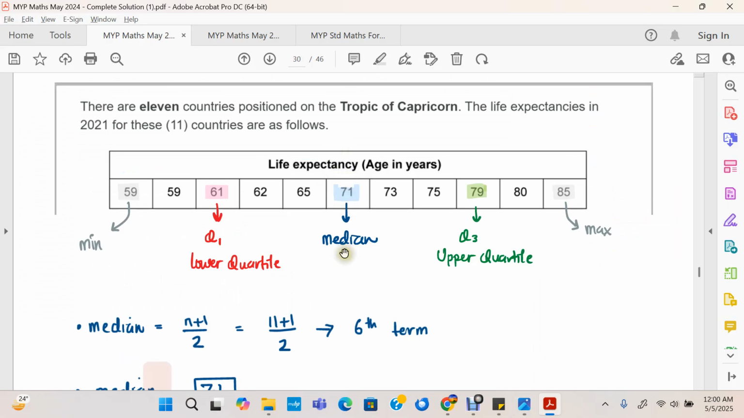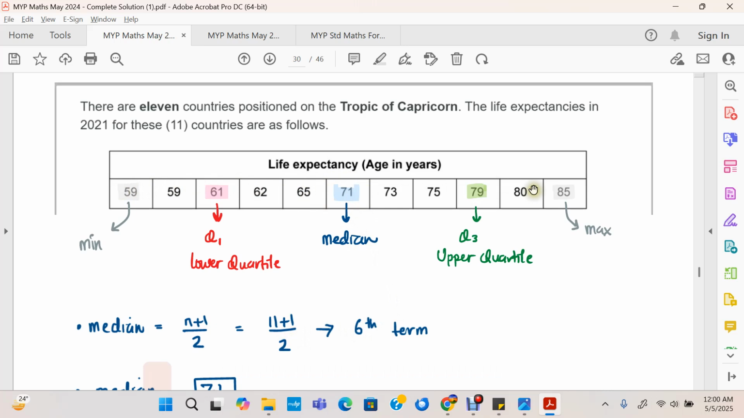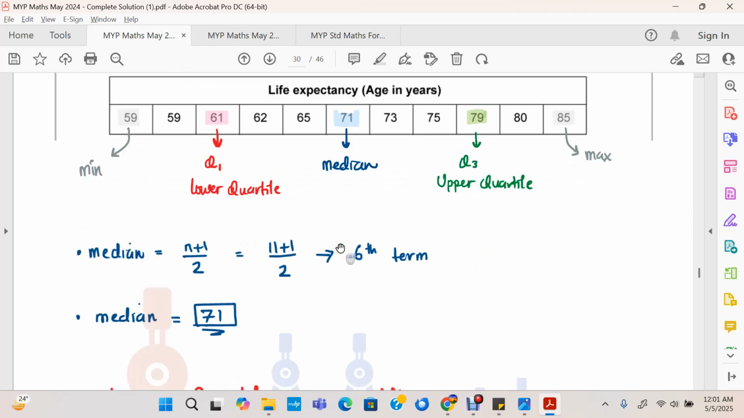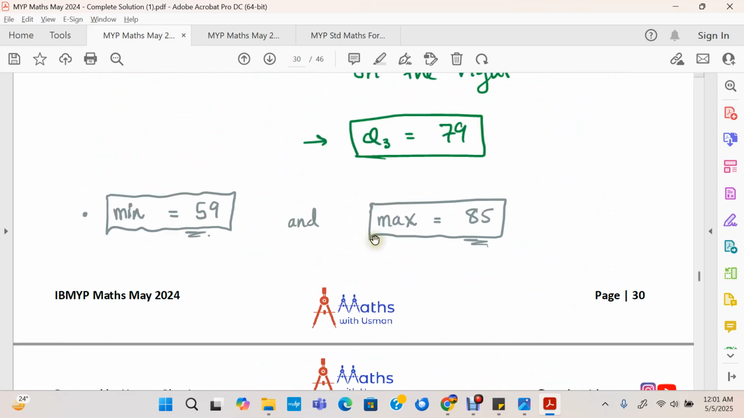The median is the middle value of the 11 plus 1 over 2, that's the sixth term. The median has divided your data into 5 terms on the left and 5 terms on the right. So the middle of 5 terms, the third term, is the lower quartile. The middle of these 5 terms, the third term, is the upper quartile. Max is 85, minimum is 59, and basically that's it. Lower quartile easy, upper quartile easy, minimum maximum done.